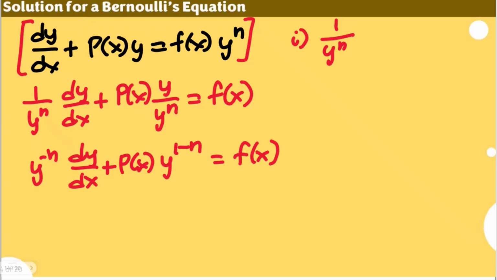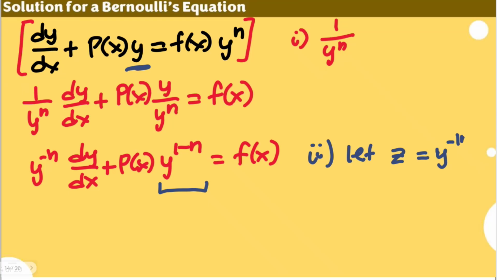Okay? The second step of solving this is when we let this portion here, because you would like it to become similar to a linear equation, here y. So we're going to let that as a singular variable z. So that's y to the power of 1 minus n, right? That would mean this form here, you have p of x and you will have z. You will still have your f of x.